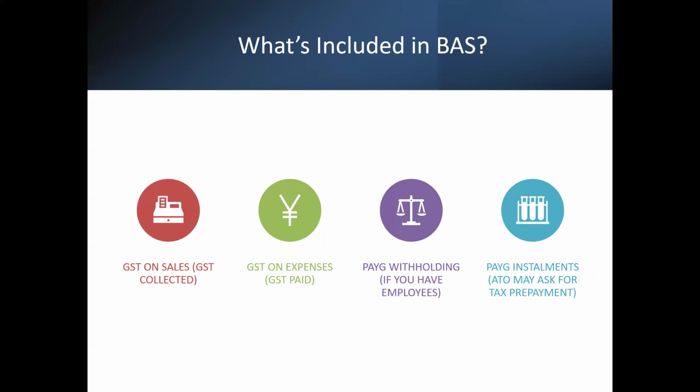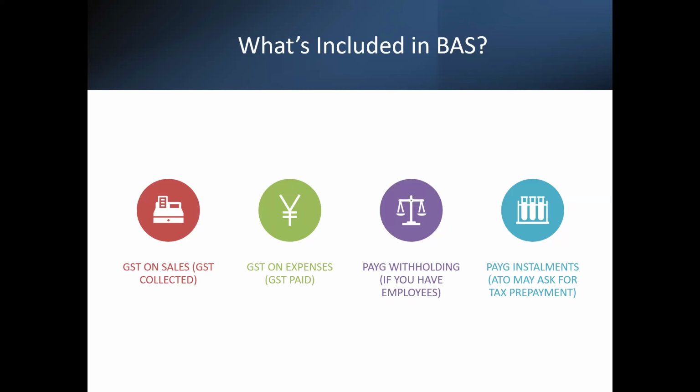So what's included in your BAS? GST on your sales. That's the GST you've collected from your customers, the 10% at the moment. GST on expenses, so the GST you've paid on expenses, if you've paid it. Not every expense has GST on it. Some things are GST free, so you do have to be careful. The invoice will tell you whether there's GST included or not, so you can claim that back.